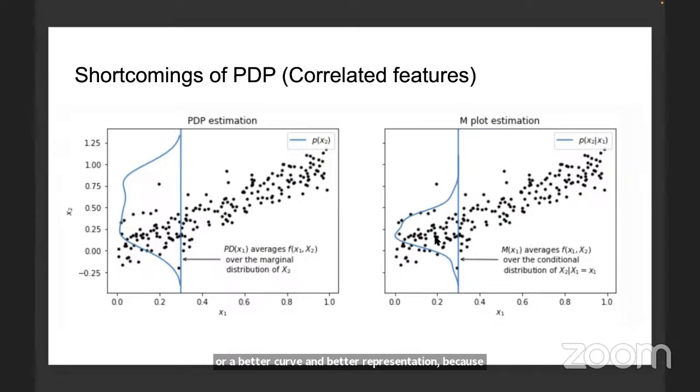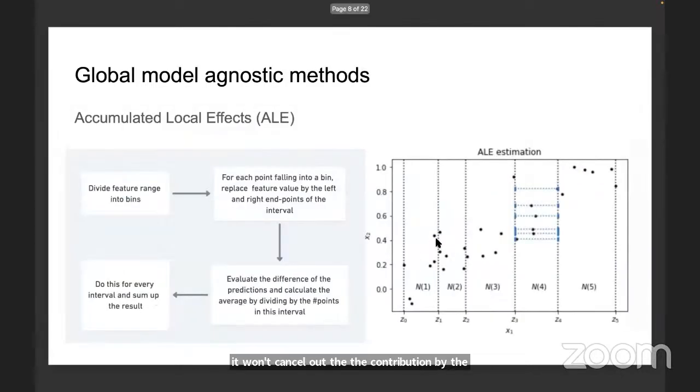on the conditional distribution, but it still doesn't solve the main problem of correlation because if there are two features which are correlated, then we would still get the model output to be the same. Like if the correlated feature exists, it won't cancel out the contribution by the correlated feature, right? So in order to solve this, there's something called the accumulated local effects plot.